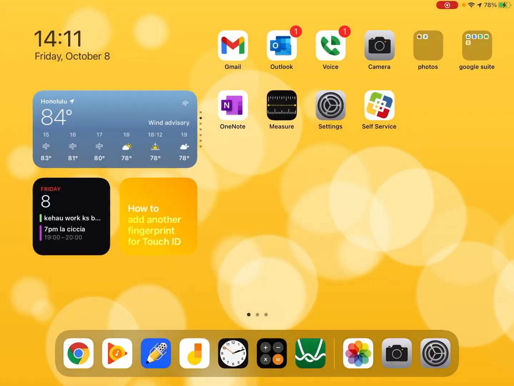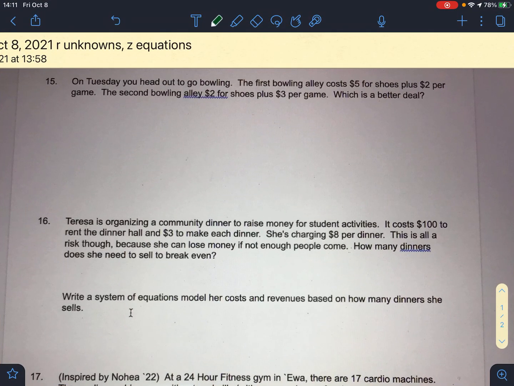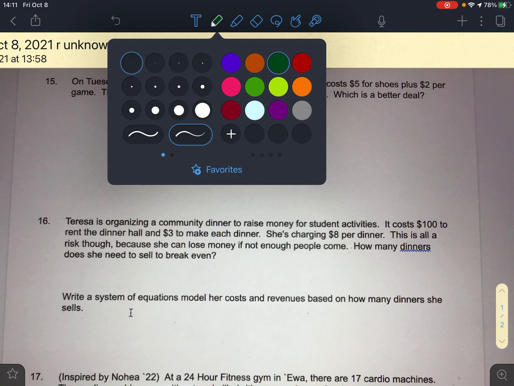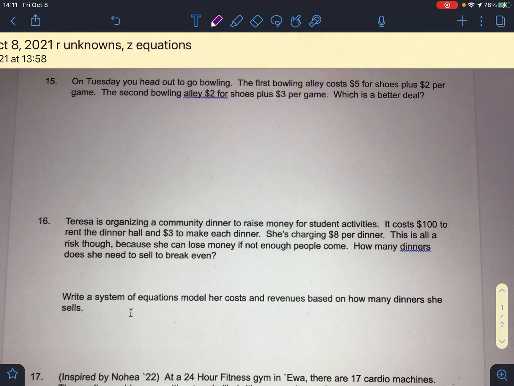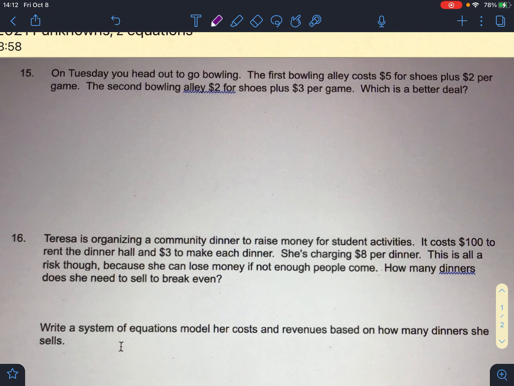Let me pull over to the Notability problems I want to look at. All right, so we've got this problem. 15 and 16 are both somewhat similar insofar as they're, in a sense, break-even type problems, which is what Mr. Mike would call them. So here's what we mean.